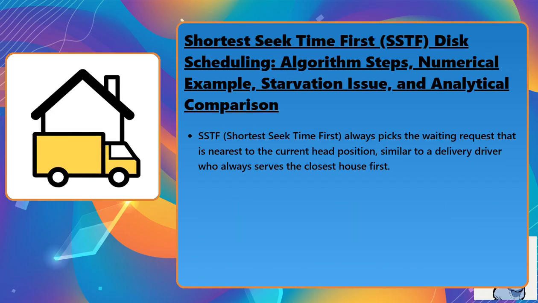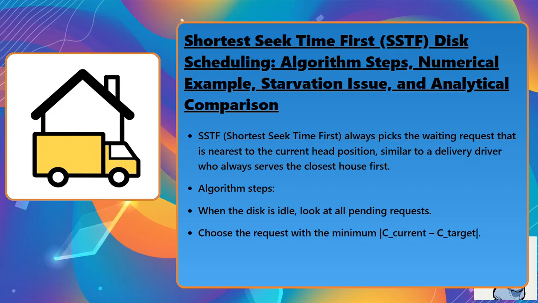SSTF, short for shortest seek time first, always picks the waiting request that is nearest to the current head position, similar to a delivery driver who always serves the closest house first. Algorithm steps: when the disk is idle, look at all pending requests. Choose the request with the minimum absolute value of C current minus C target. Service it, update the head position, and repeat.